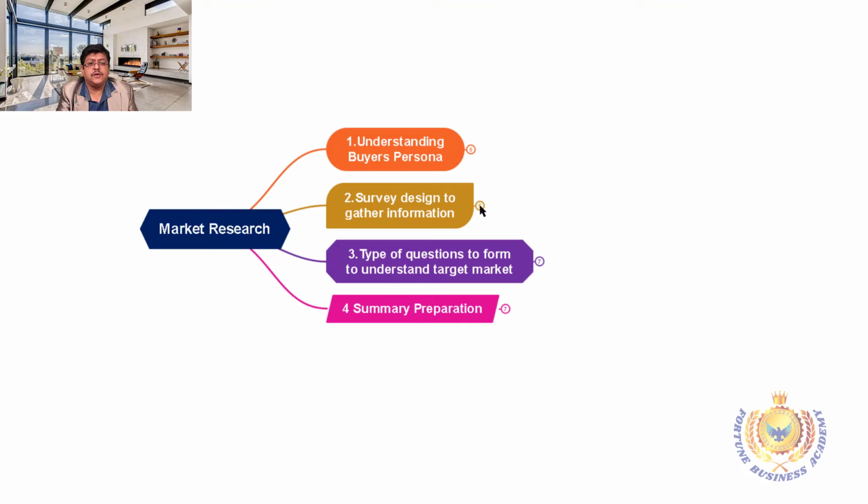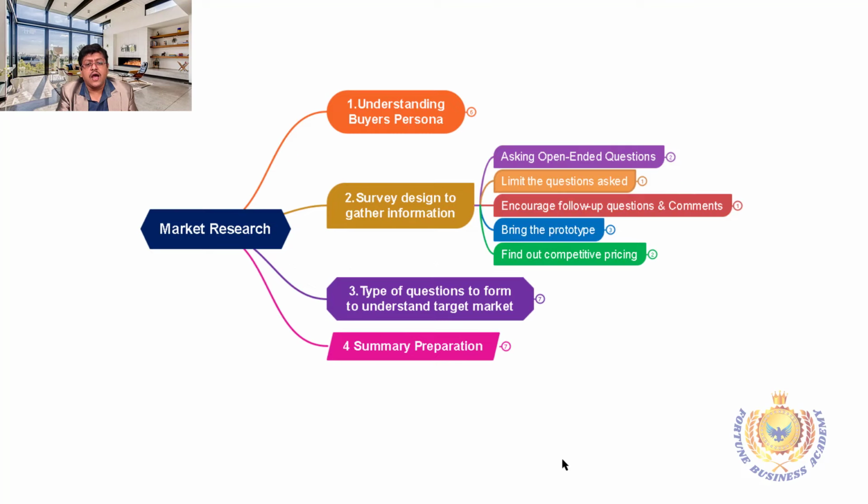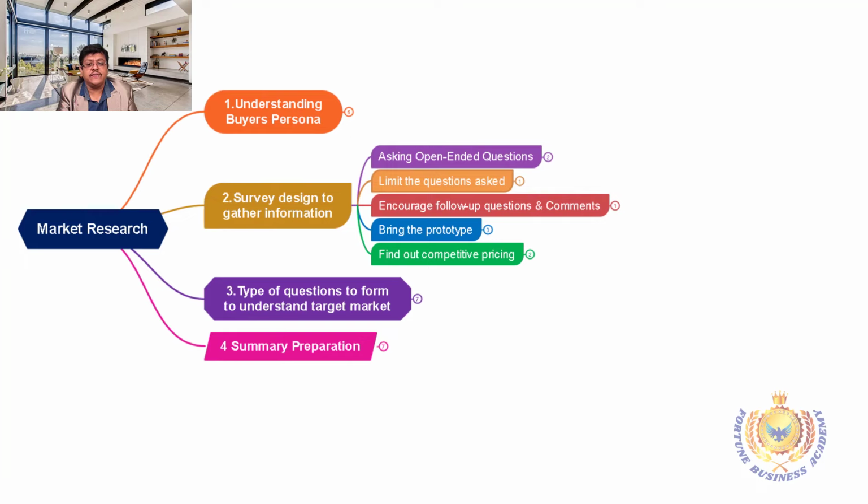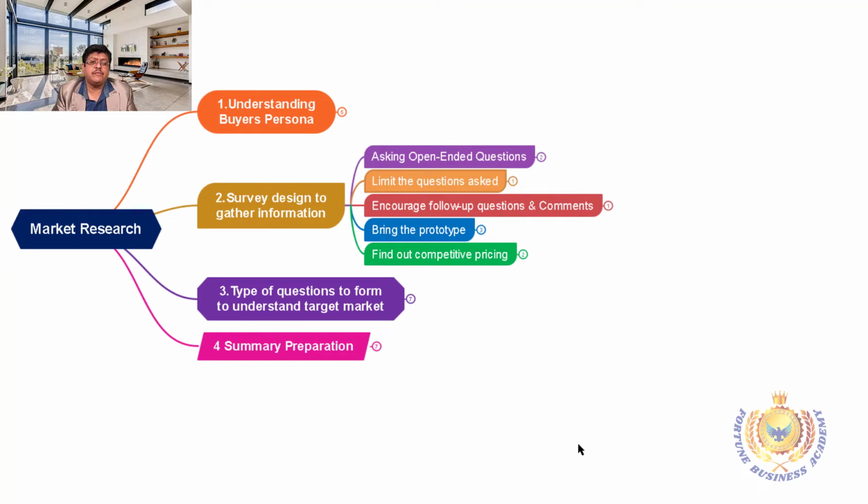Survey design to gather information. How you need to design the survey to get maximum information. Ask open-ended questions. There are 2 types of questions: open-ended questions and closed-ended questions. Closed-ended is nothing but asking just yes or no, so we will have a clear answer within a single word.